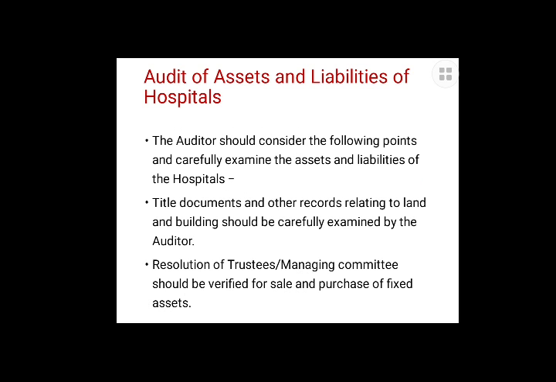Now let us discuss audit of assets and liabilities of the hospitals. The auditor should consider the following points and carefully examine the assets and liabilities of the hospitals. Title documents and other records relating to land and building should be carefully examined by the auditor. The auditor must see the ownership documents and other records relating to land and building. Resolution of trustees and managing committee should be verified for sale and purchases of fixed assets.